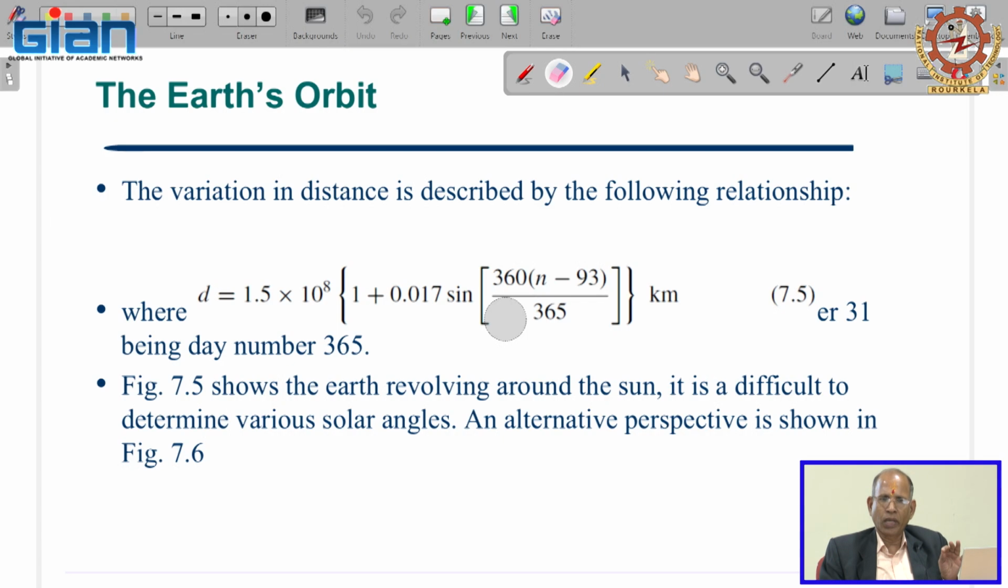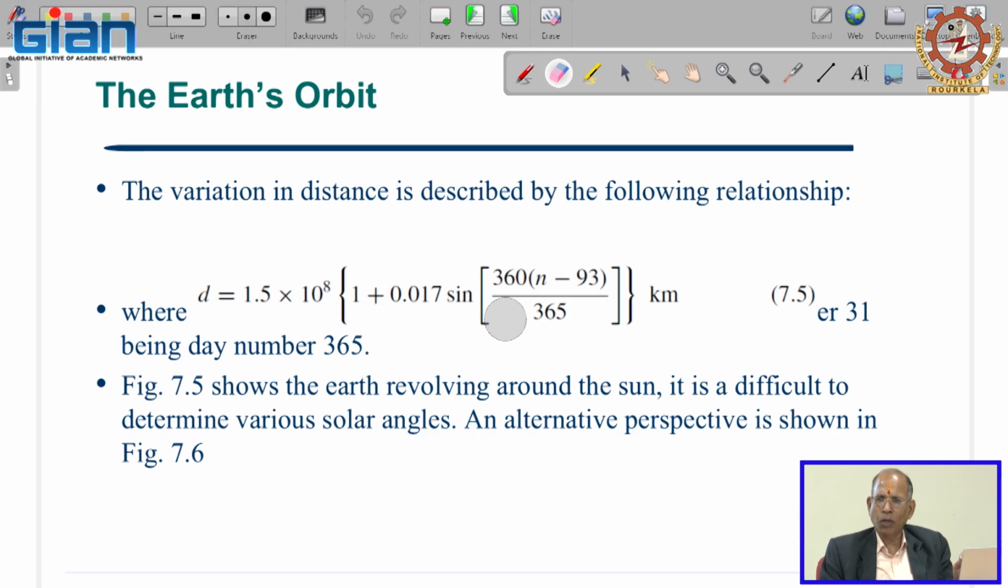If we have today, say for example, 10th January, then n will be simply 10. If you have 10 March, what will be n? January 31, February 28 or 29, and March 10. So using n is very simple. You substitute the value of n, and you will be able to get the distance from the Earth to the Sun.